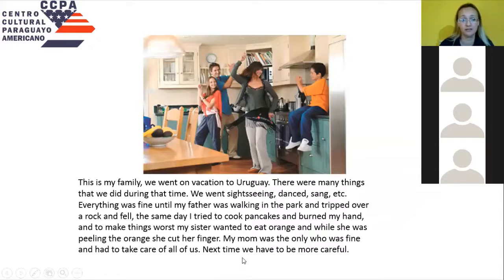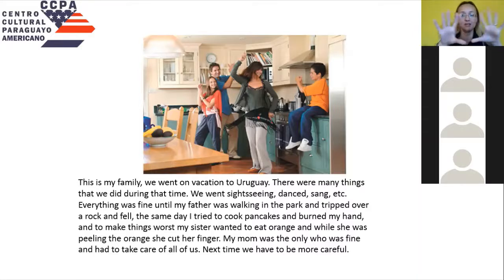So this is my family. We went on vacation to Uruguay. There were many things that we did during that time. We went sightseeing, danced, sang, etc. Everything was fine until my father was walking in the park and tripped over a rock and fell. The same day, I tried to cook pancakes and burned my hand. And to make things worse, my sister wanted to eat orange, and while she was peeling the orange, she cut her finger. My mom was the only who was fine and had to take care of all of us. Next time, we have to be more careful.